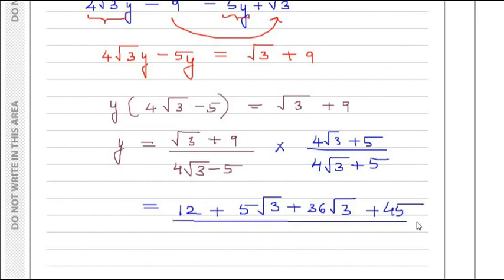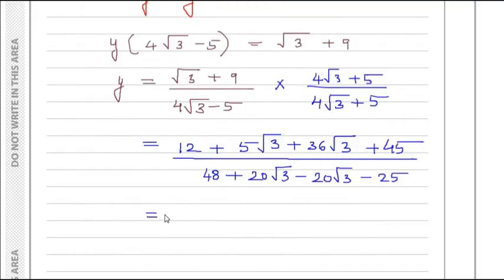Now let us look at what we get at the denominator. So 4√3 multiplies with 4√3, we get 48. And 4√3 multiplies with 5, so we get plus 20√3. And −5 times 4√3, we get minus 20√3. And −5 times plus 5, we get minus 25.